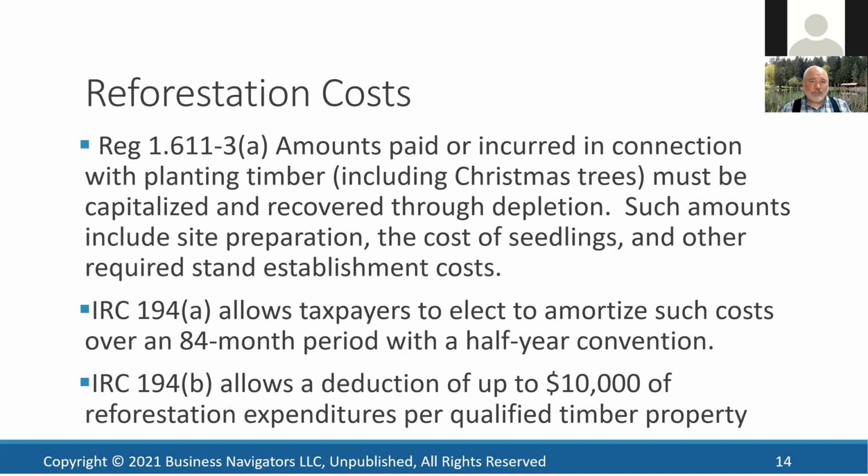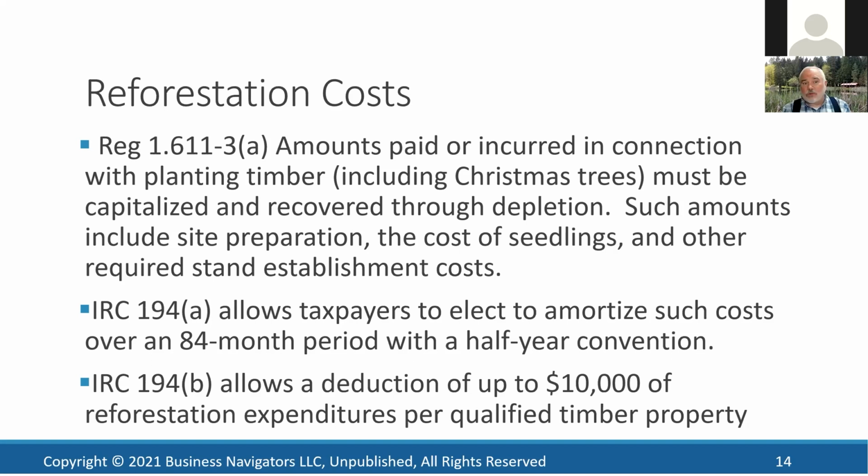And that allows you to amortize those costs over a 7-year period, 84 months. So we take a half a year's amortization in the first year. We take 6 years of amortization, and we take a half year in the 8th tax year. So it actually takes 8 years to get all your money back. So we can amortize those costs over an 84-month period with a half-year convention, which means the amortization starts on July 1.